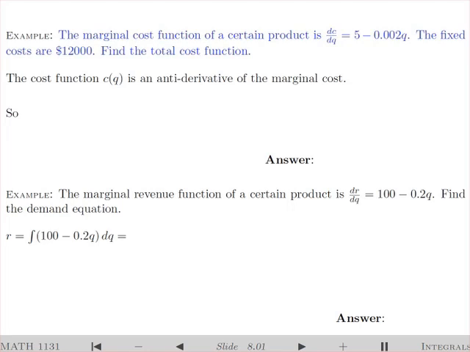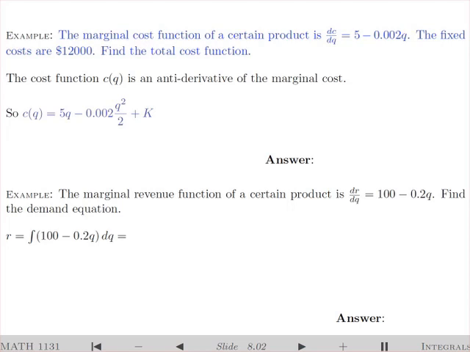Now, first example, they give us the marginal cost function and the fixed cost and ask for the total cost function. The marginal cost is the derivative of the total cost. So I can find the total cost function up to a constant by finding the general antiderivative of the marginal cost function. To avoid confusion, I will use k for the constant of integration.